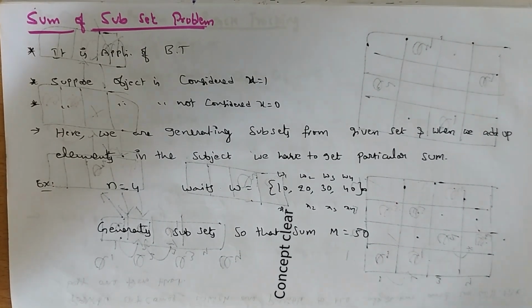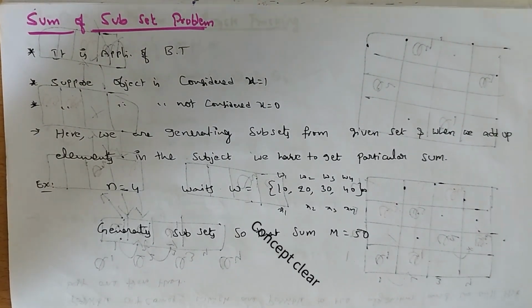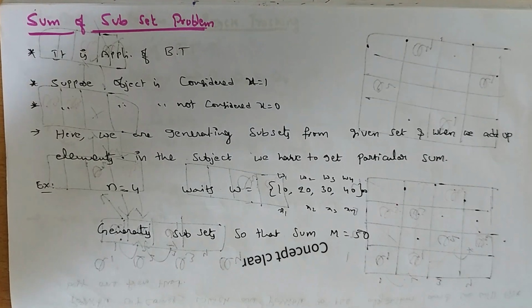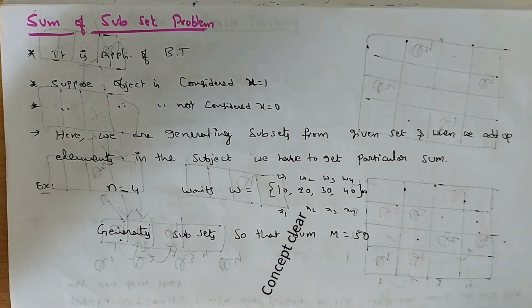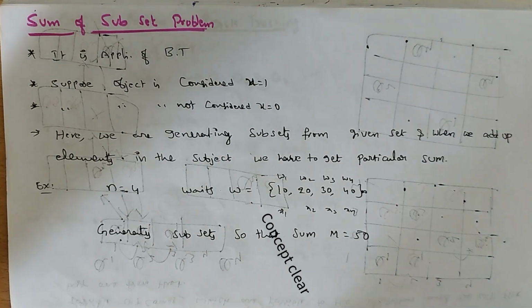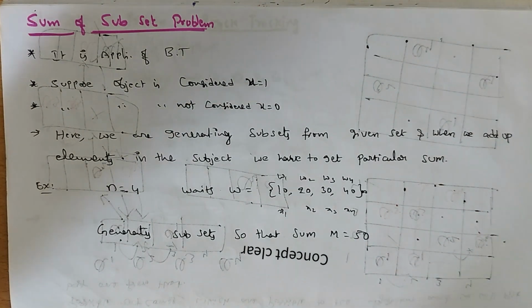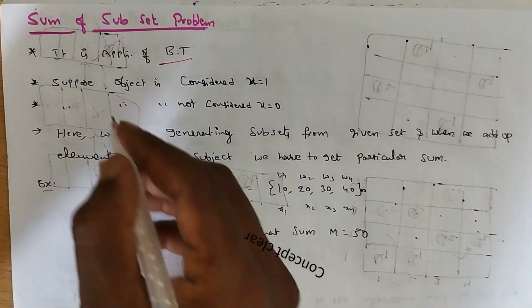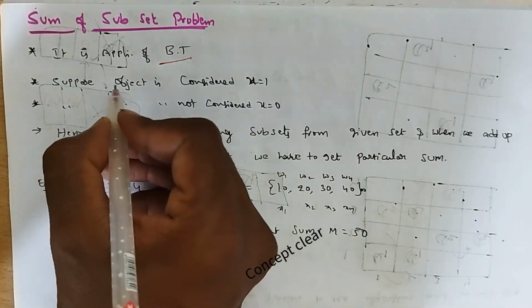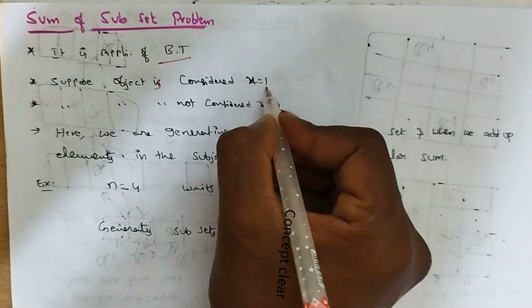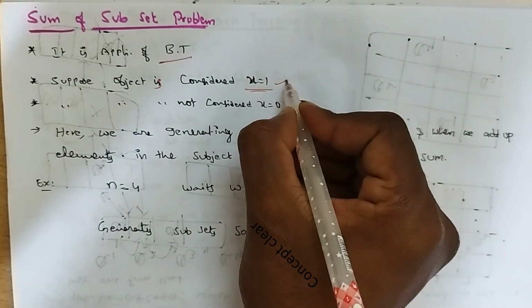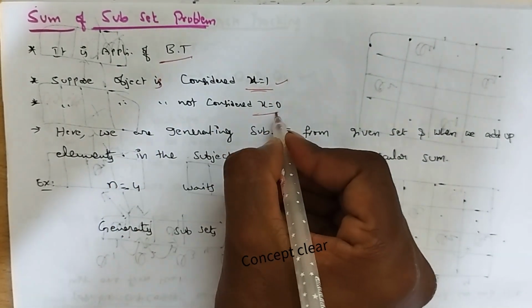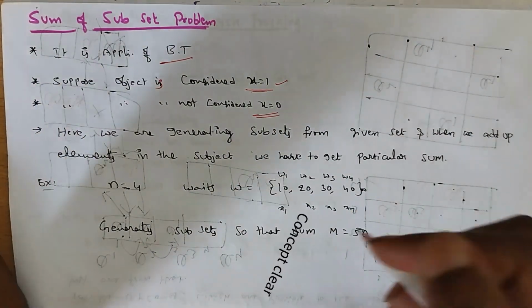In today's class, I will explain the sum of subset problem in the subject of design and analysis of algorithms. First of all, what is the meaning of the sum of subset problem? It is one of the applications of backtracking. Suppose the object is considered, here we will write x equals 1. Suppose the object is not considered, x equals 0. What do you mean by subset problem?